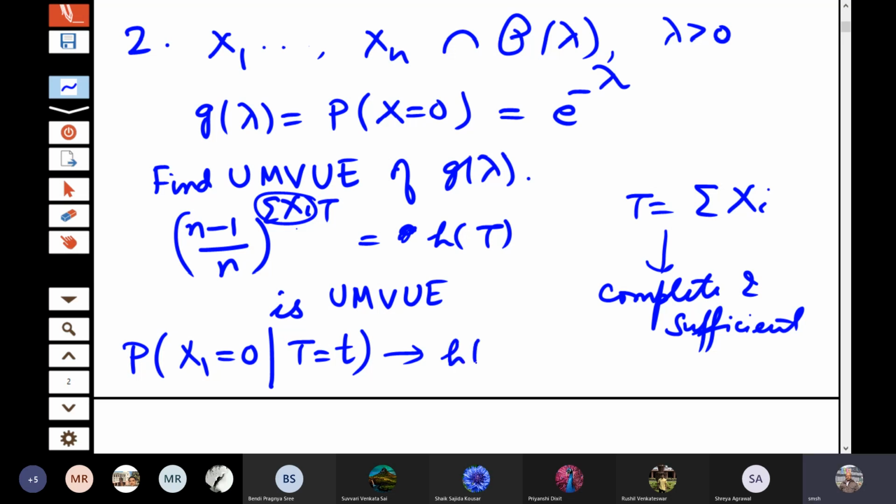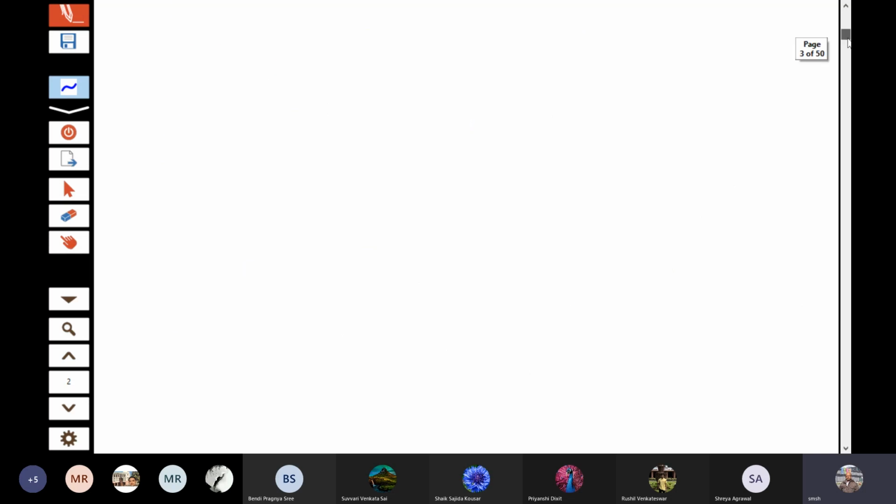Okay. So this is your HT, and as Rushil has told, this can be evaluated, and it turns out to be, basically, (1 minus 1 by n) to the power t. There is actually a significance of writing it down like this. I will show you something interesting here.